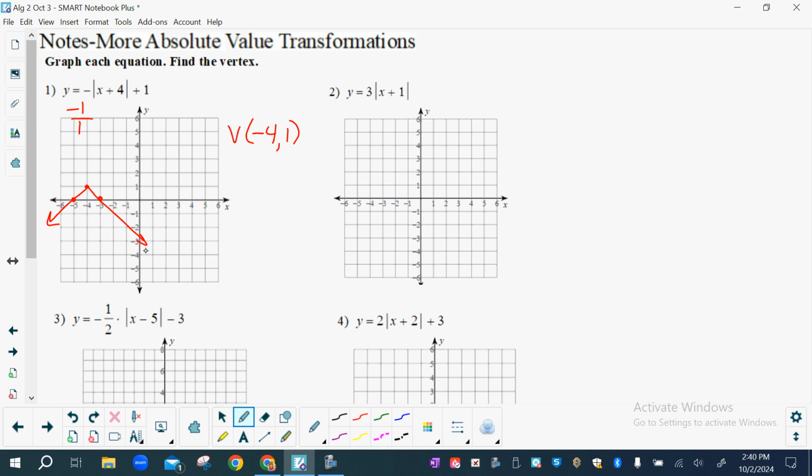Okay, so the next one, it has a 3 in the front. You think that 3 is going to affect the vertex? No. It's not going to affect the vertex again. So what will our vertex be? Good, negative 1, 0.